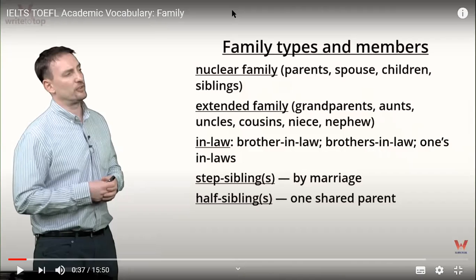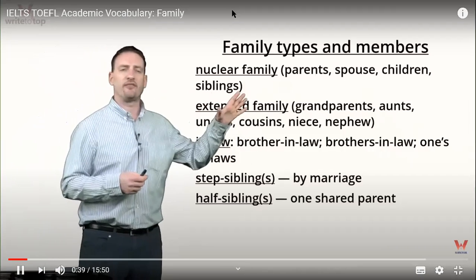And a half sibling, one shared parent. Half sibling means one common parent, for example one father and two different mothers, or one mother and two different fathers. They share one parent; they are half siblings. Now let's listen and watch this video about family types.